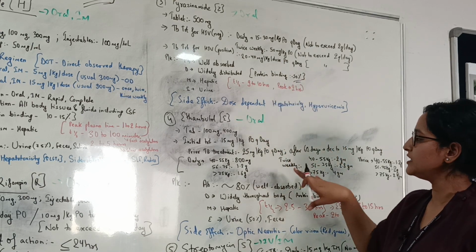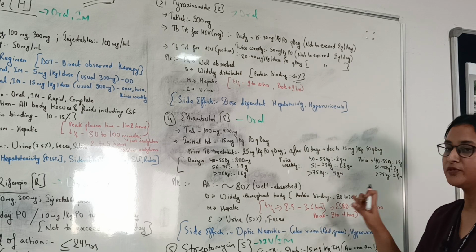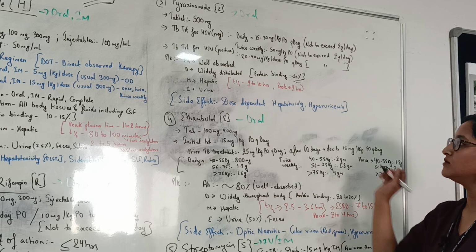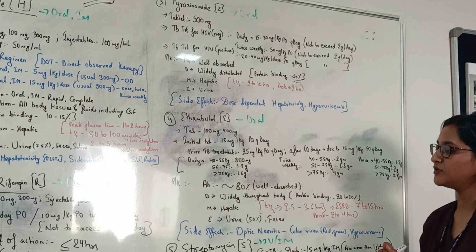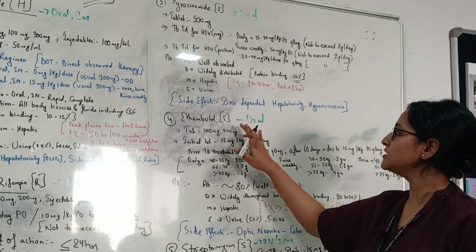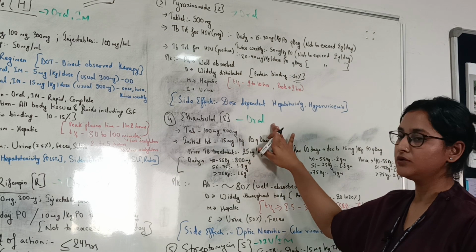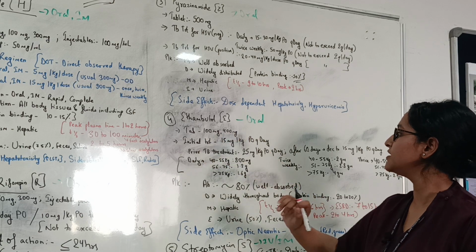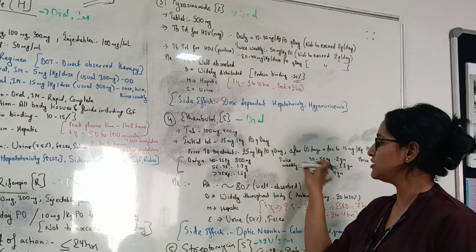Only pyrazinamide and ethambutol have the side effect of hyperuricemia. It is important, so please remember it. And the fourth drug is ethambutol, which is only found in the oral form, 100 mg, 400 mg. So I'll tell you about the dose over here.